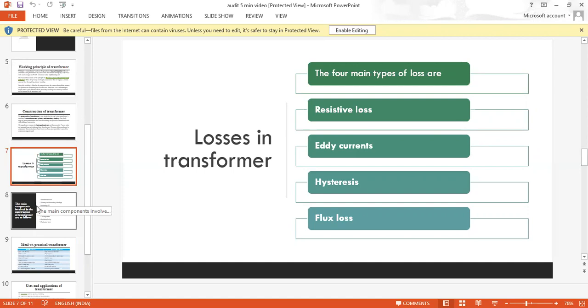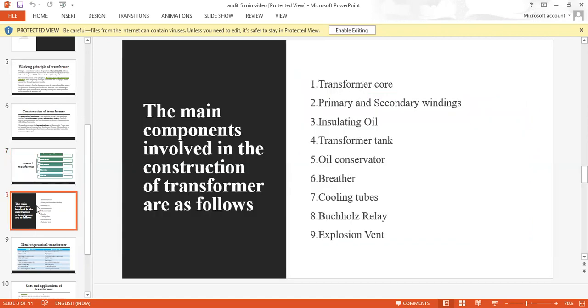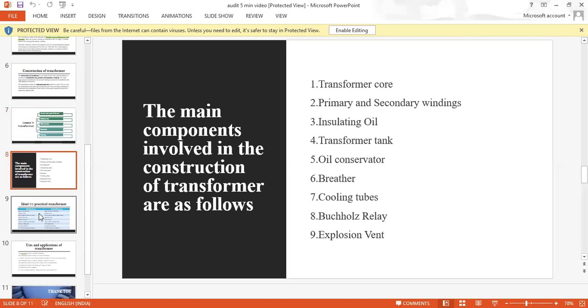The next slide is all about the main components involved in the construction of the transformer. They are as follows: the transformer core, primary and secondary windings, insulating oil, transformer tank, oil conservator, breather, cooling tubes, Buchholz relay, and explosion vent. These nine parts were the main components involved in the construction of a transformer.